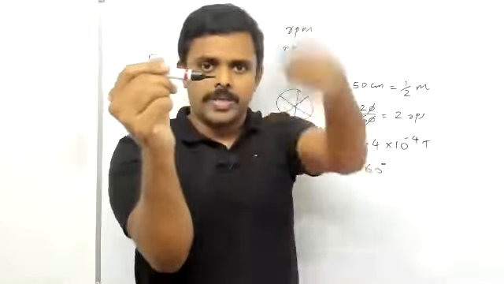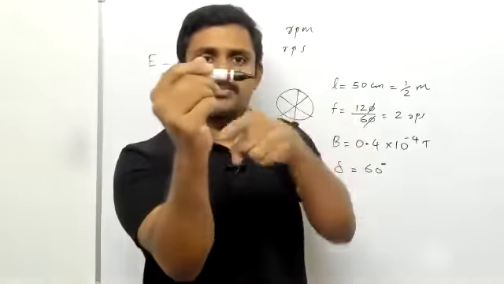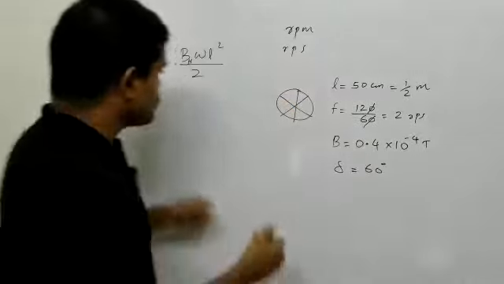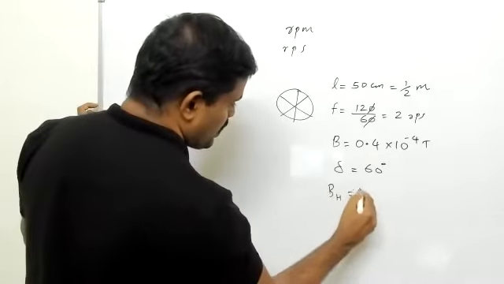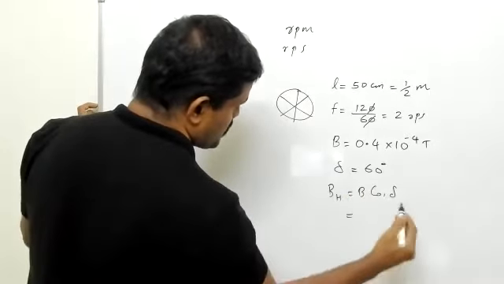So it is rotating perpendicular to this, which means this horizontal component is being intercepted. Okay, so BH should be used here, no? So I'm finding BH here. What was the equation for BH? If you remember, B cos delta.